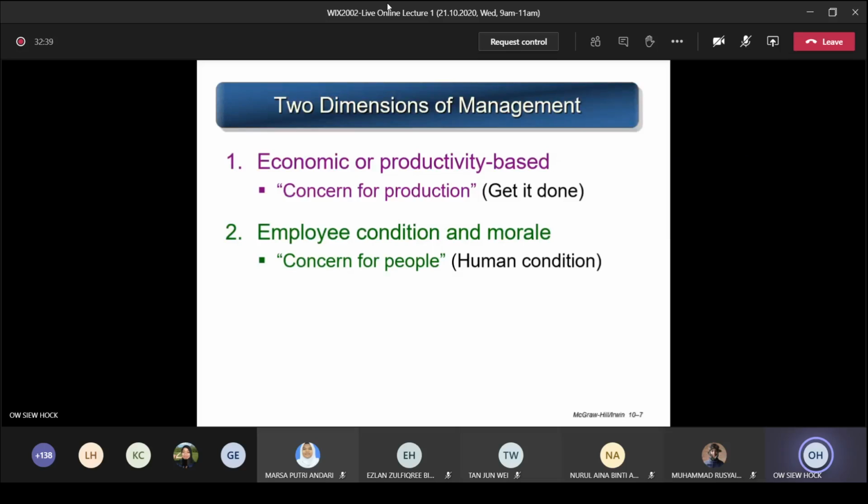Now, we have two dimensions of management. One, you can look at the perspective of economic or productivity base. Another term is called concern for production. That means get it done. You must get the task done. Second one, you look at employee condition and morale. So these are concern for people. So you are very concerned about your staff. So this is called human condition.